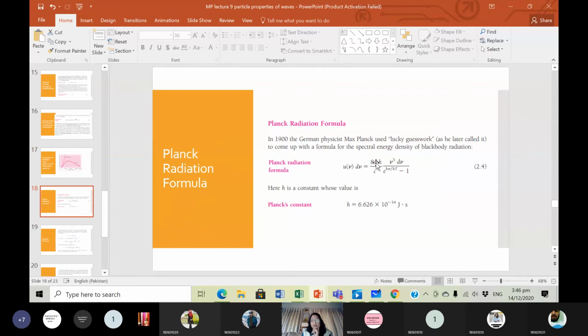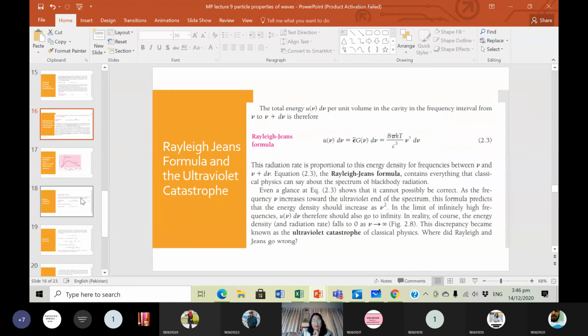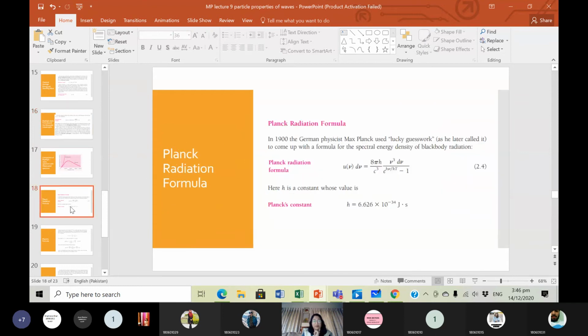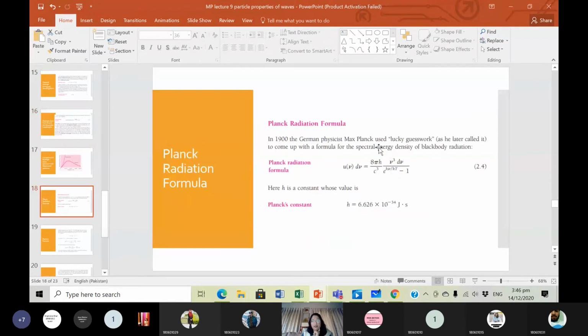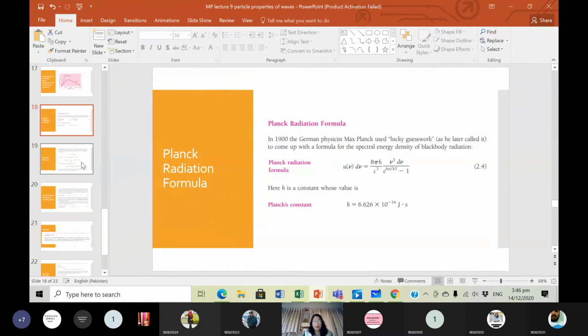So he added this constant into this formula, and he also changed it a bit. If you look at this formula versus this formula, there's some exponential factor over here, minus 1. And also here, this was proportional to nu squared. Here it's proportional to nu cubed. We don't need to know how to derive this formula, but Planck came up with this formula, and we want to see now whether this formula seems to be correct or not.